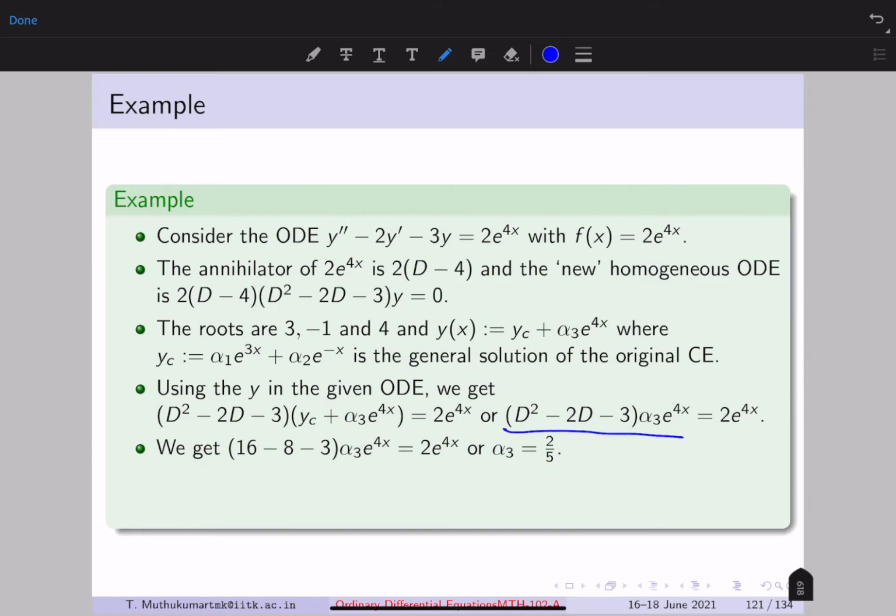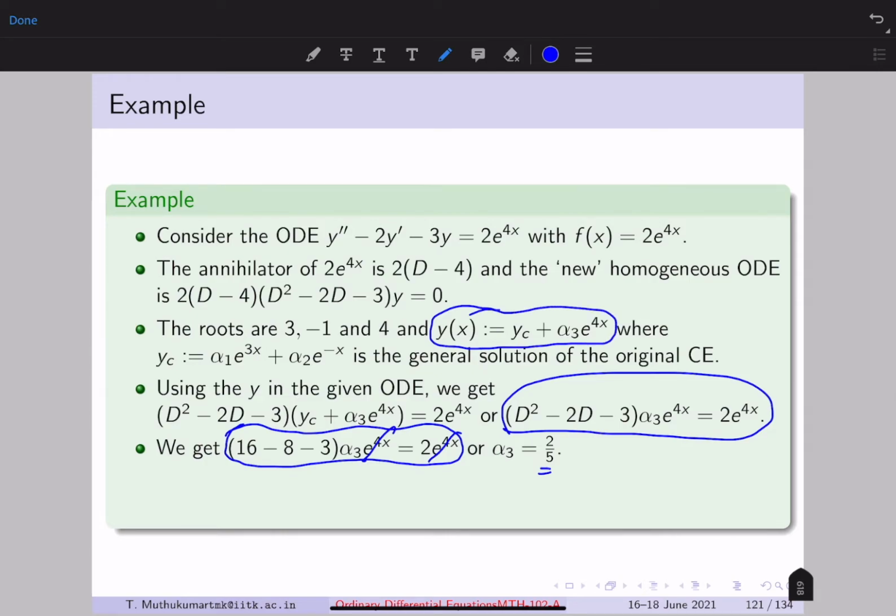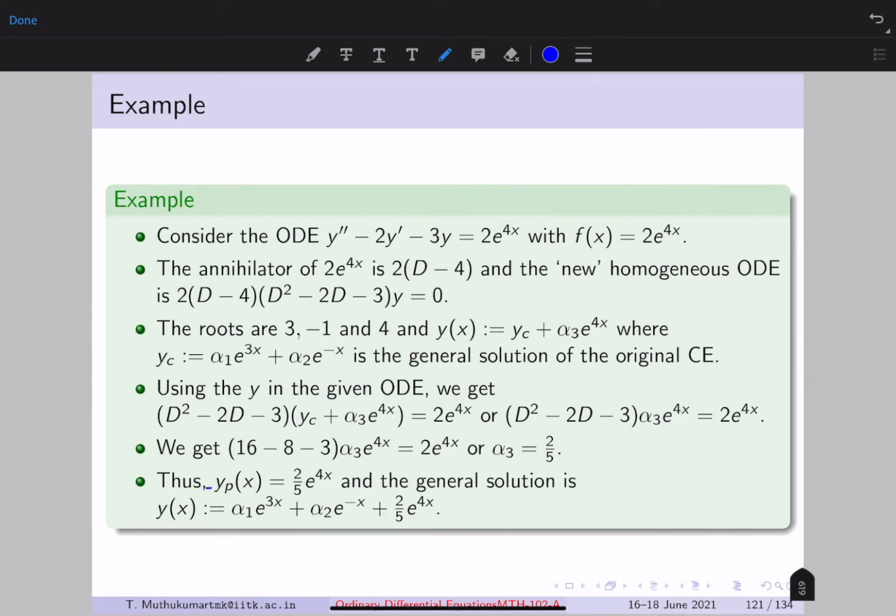So this equation becomes this equation, and this e power 4x cancels with e power 4x here. What you're left with is alpha 3 equals 2 over this, which is 5, right? 16 minus 8 is 8, 8 minus 3 is 5. So alpha 3 is 2 over 5. So you have found alpha 3. Since you have found alpha 3, your general solution of the inhomogeneous equation is yc plus 2 over 5 exponential 4x. So this is your general solution.